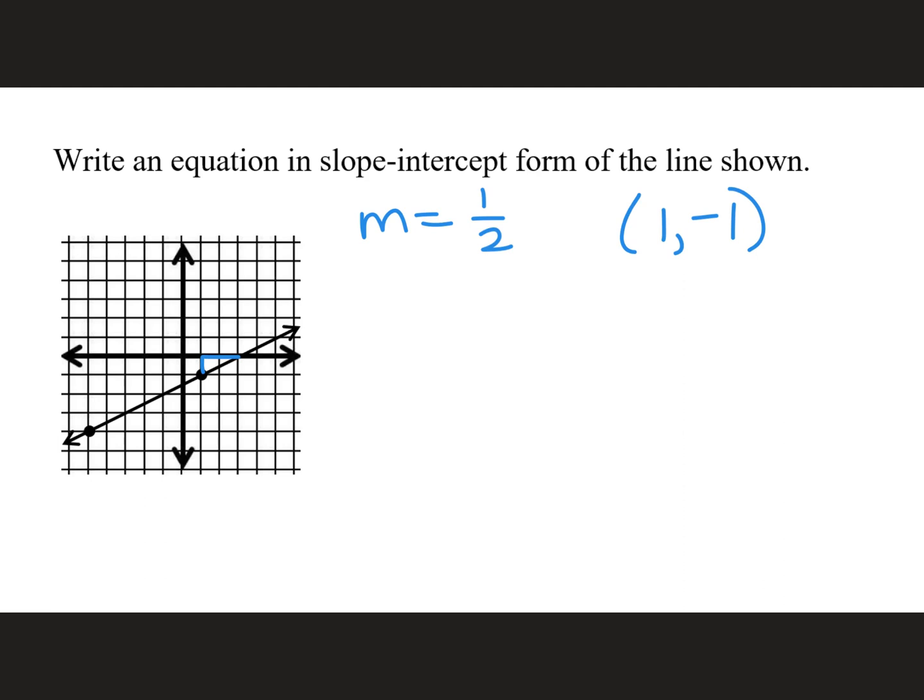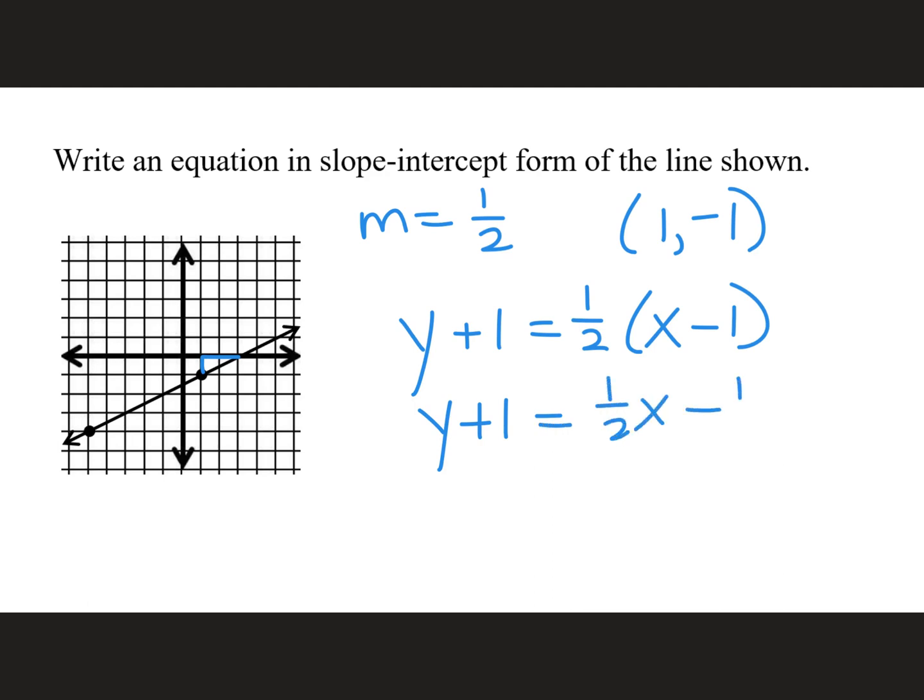So here we go. y, and now I'm going to just do it this way. The opposite of the y value right there, so plus 1. That way I don't have to have a double negative. Equals 1/2 x, and then the opposite of that 1, so minus 1. Okay? So here we go. y plus 1 equals 1/2 x minus 1/2. A little icky, but that's all right.